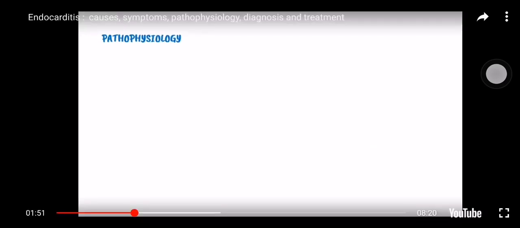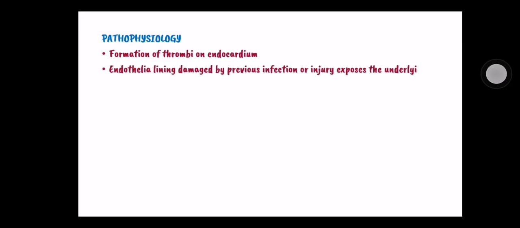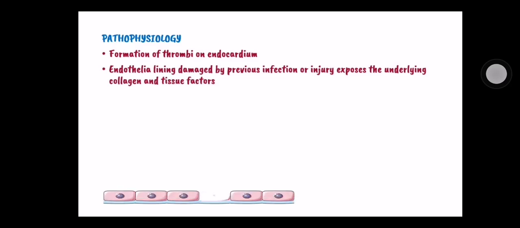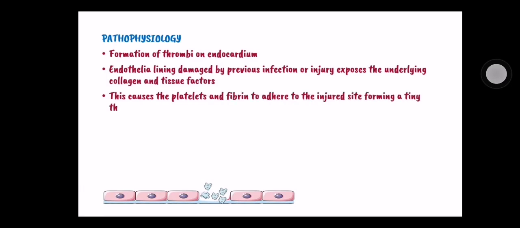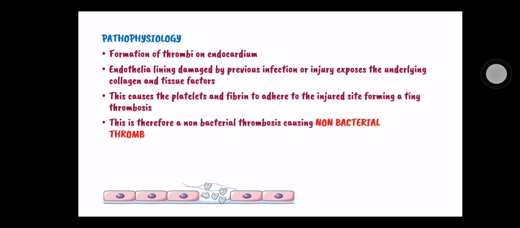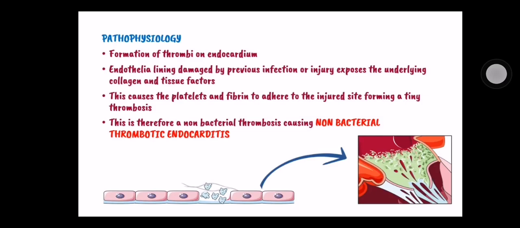The pathophysiology of endocarditis involves the formation of thrombi on the endocardium. Endothelial lining which has been damaged previously by infection and injury exposes the underlying collagen and tissue factors. This causes the platelets and the fibrin to adhere to the injured site, forming a tiny thrombus. This therefore causes a non-bacterial thrombosis known as non-bacterial thrombotic endocarditis.